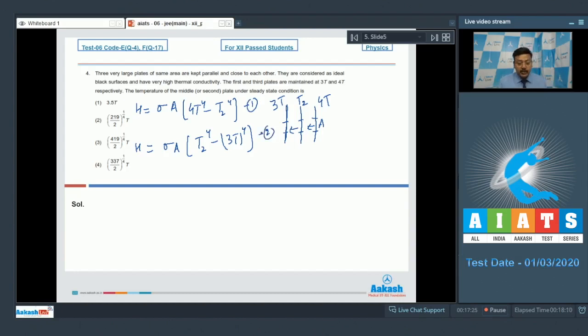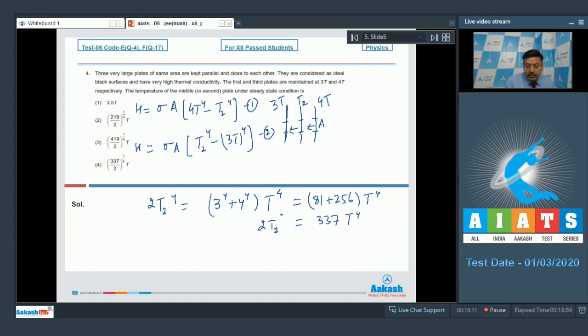Now to find T2, we can equate the first 2 equations. We are naming them equation 1 and equation 2, and if we do that, what we have is that 2 times T2 to the power 4 is equal to 3 to the power 4 plus 4 to the power 4, into T to the power 4. Let's simplify it. 3 to the power 4 is 81 and 4 to the power 4 is 256. So this is 81 plus 256 into T to the power 4, which is 337 T to the power 4. On the left hand side was 2T2 to the power 4, and that means T2 can be taken as 337 divided by 2, raised to the power 1 by 4, multiplied by T. And if we look at the options, option 4 is matching with what we have got. So option 4 is correct.